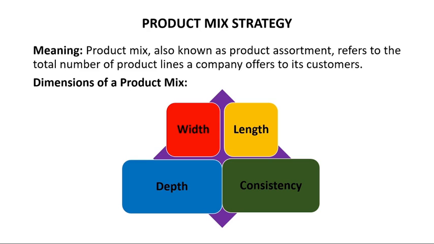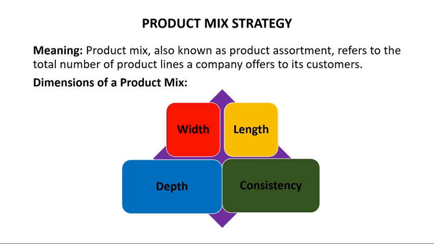Okay, so the dimensions of a product mix are width, length, depth, and consistency. For example, the Tata company has so many different kinds of products under its chain of services. That is, it has Tata Motors, Tata Salt or eatables, or the Titan watches or Sonata, Fast Track, and then Tata Docomo, the communication services. So all these kinds of products are provided under the same company brand. That is an example of product mix.